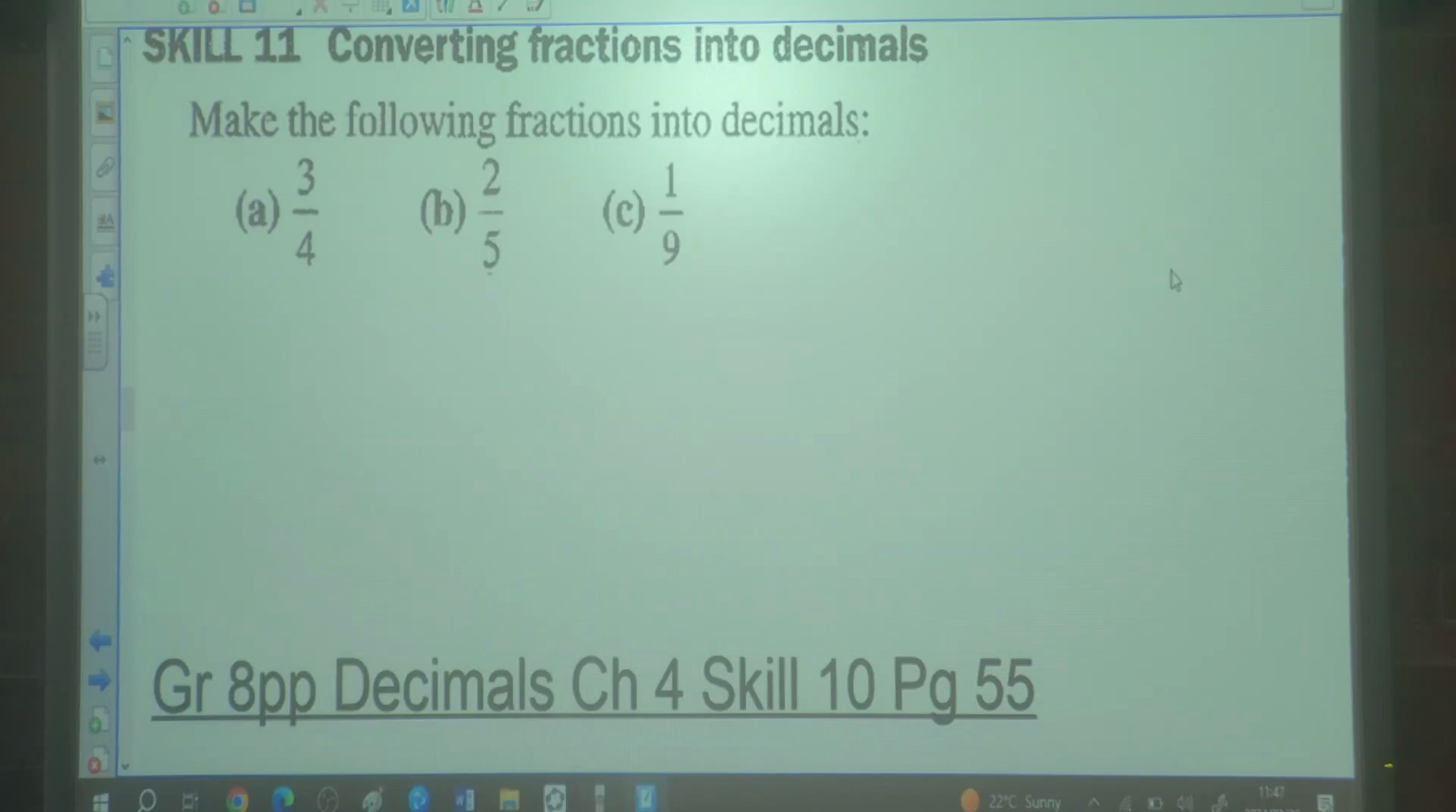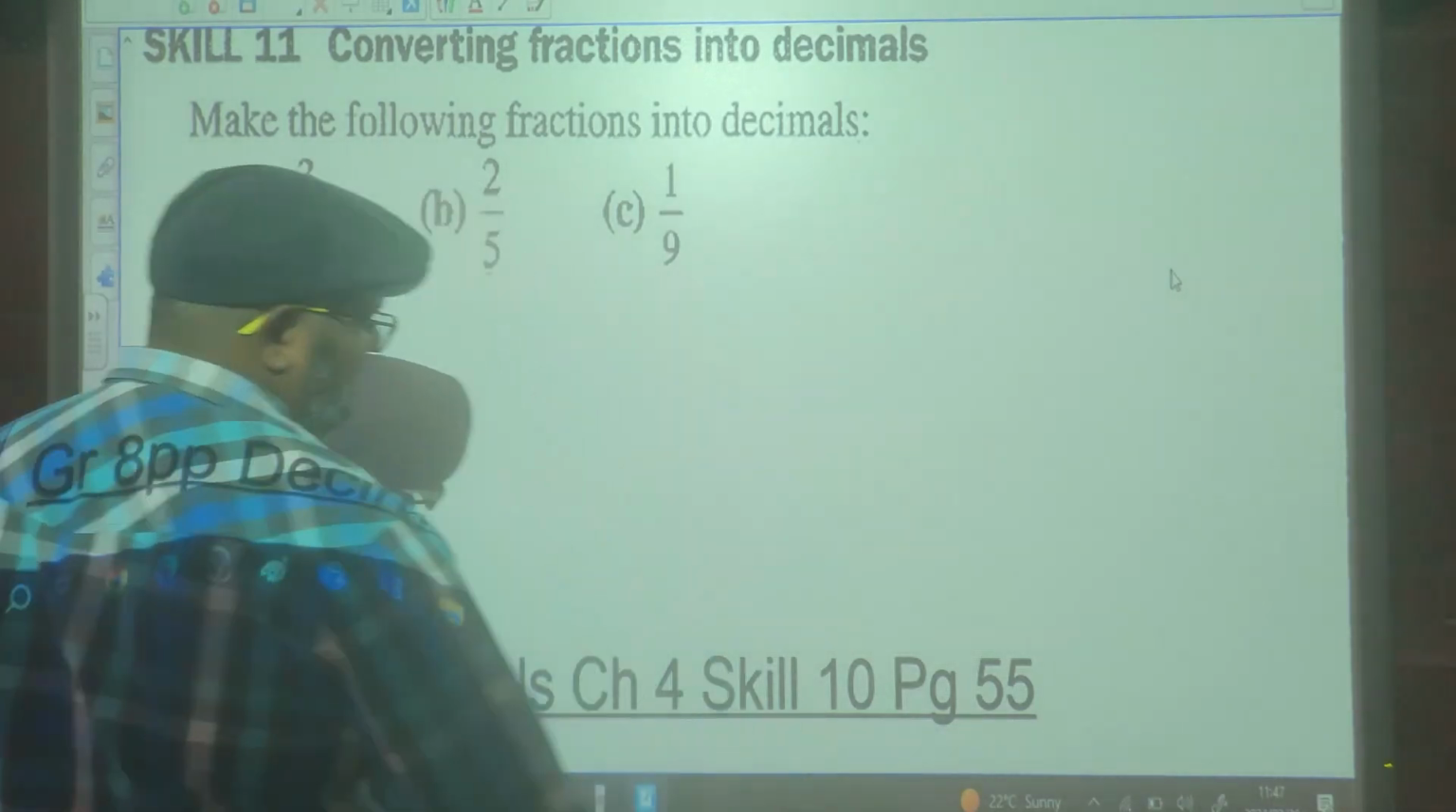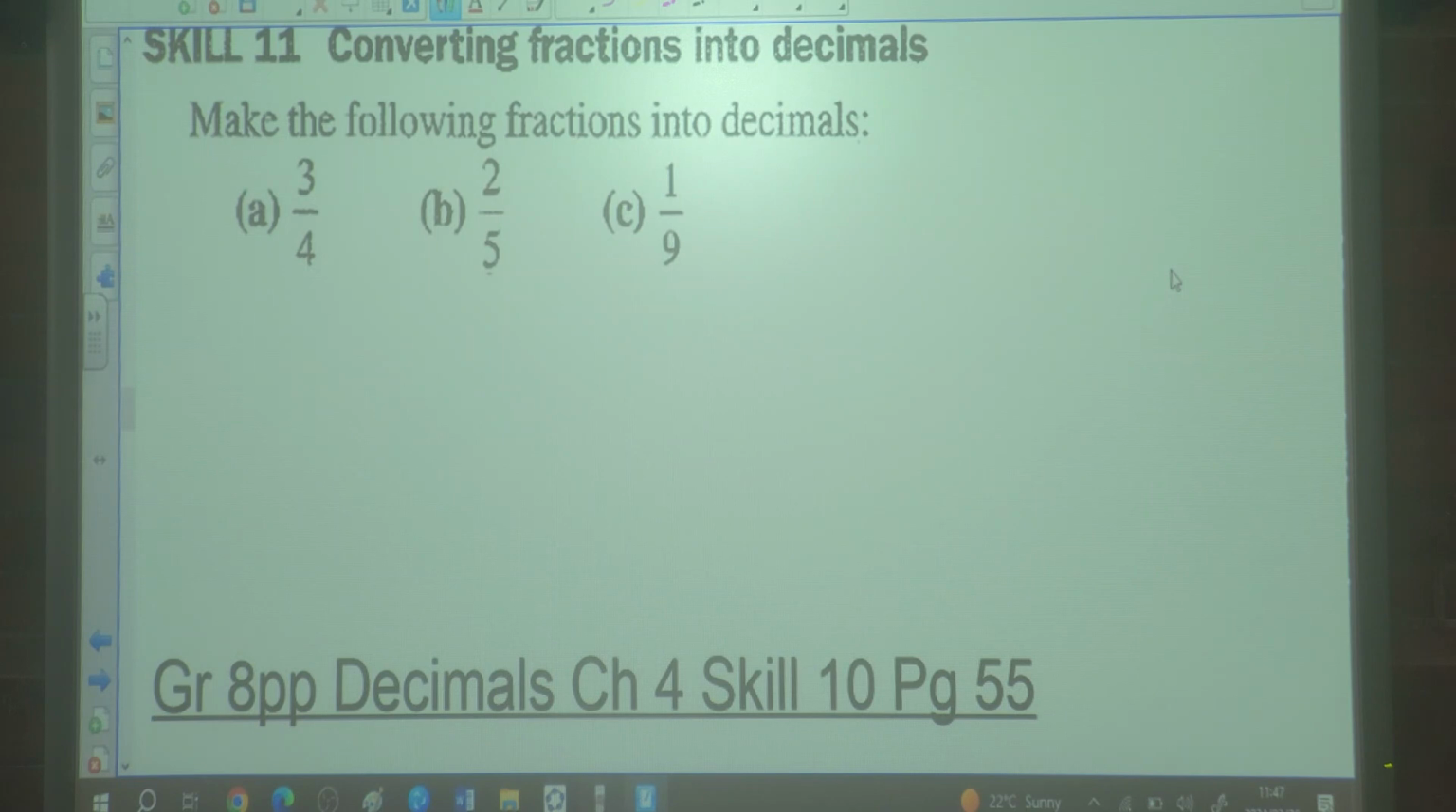Now, number 1. So there are one of two ways: either we do the long division or short division, or we convert your denominator to powers of 10, which is either 10, 100, 1000, 10,000, 100,000, a million, 10 million, 100 million, billion, trillion, whatever. You guys understand? So you're going to either convert the denominators to powers of 10, or we do long division or short division.